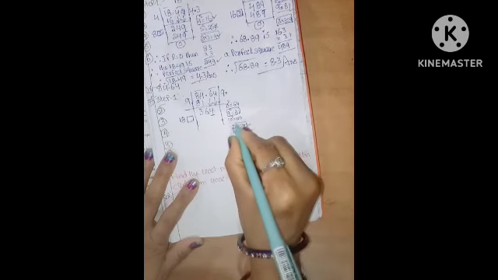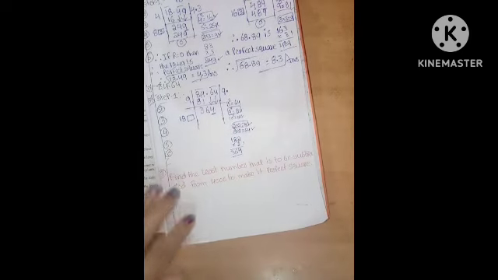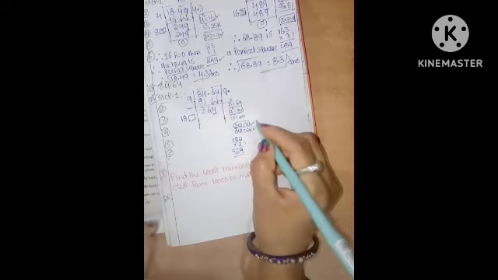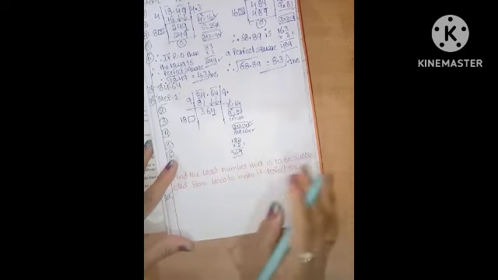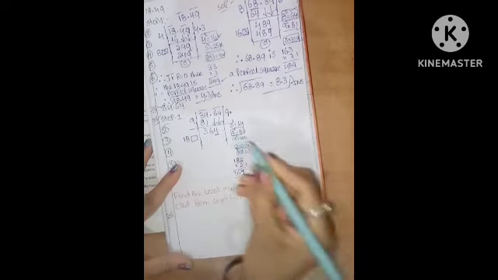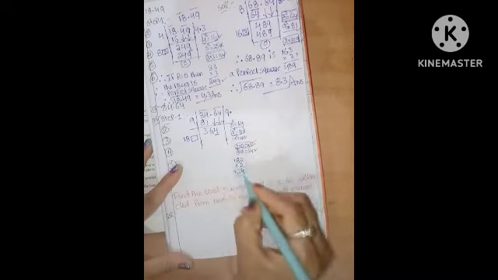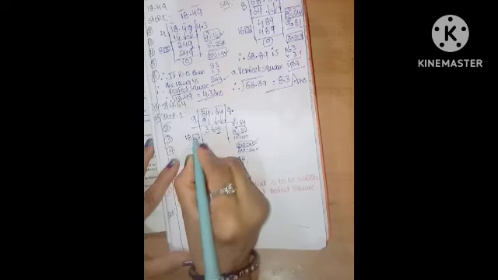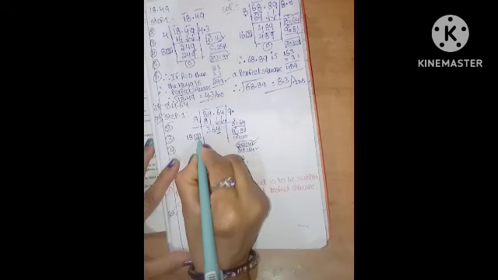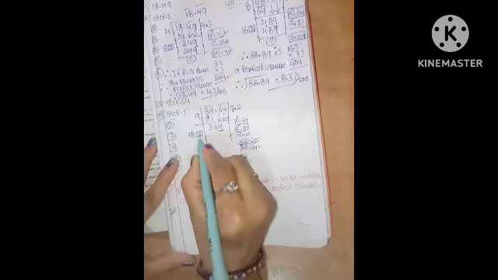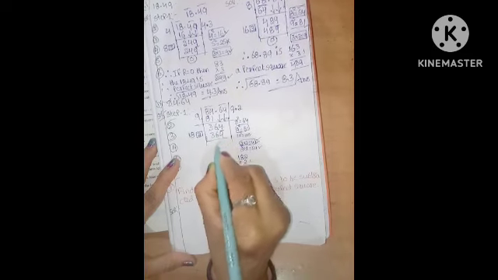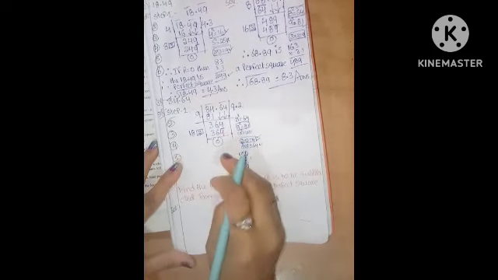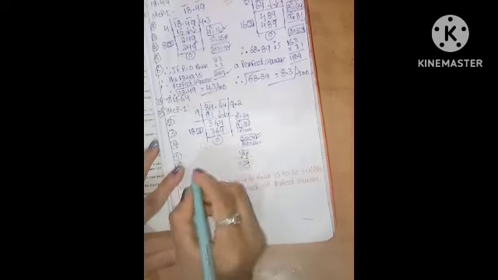Which one of these two cases of digits is selected? 2 into 2 is selected, because both results are equal. So how to write it? In the empty box, 2, and the quotient is also 2. So 182 into 2 gives 364. By carrying out the division, we get the remainder 0.